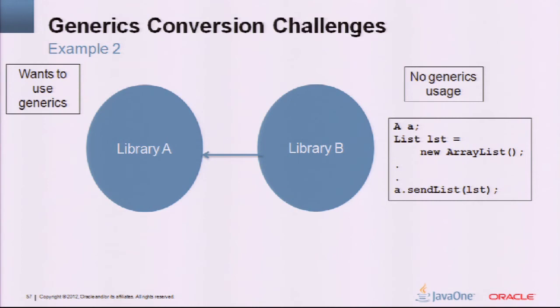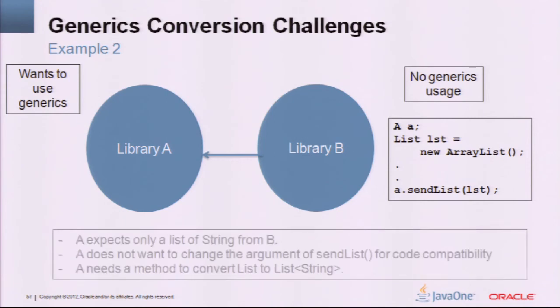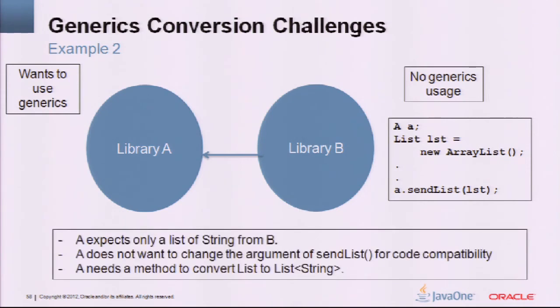Now, what does he do? Well, one option he has is change everything to generics. That's fine. But what about this method sendList? How does he deal with that? He could change the parameter to not take a raw type anymore and start taking a generic type. But then B will start getting a lot of unchecked warnings in that case. So probably A doesn't want that to happen.